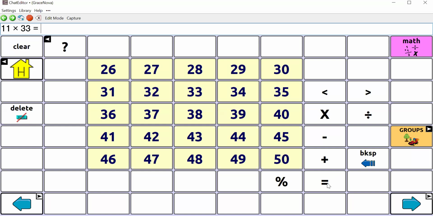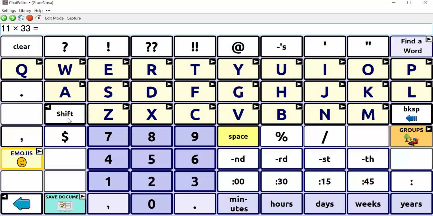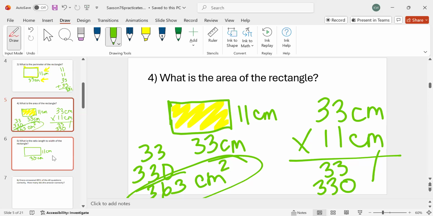Then we'd have to type in 363, which I don't think our numbers go that high. So we would have to go. Oh, no, not that one. Back it up. Where's the delete on here? Backspace. 363. Okay, 363. Okay, moving on to the next one.